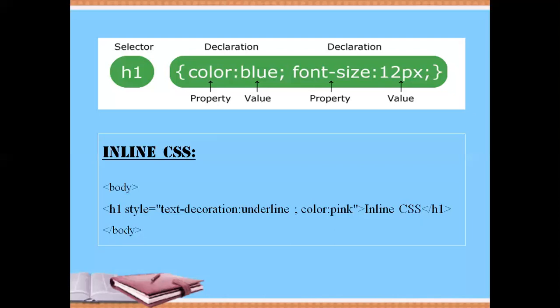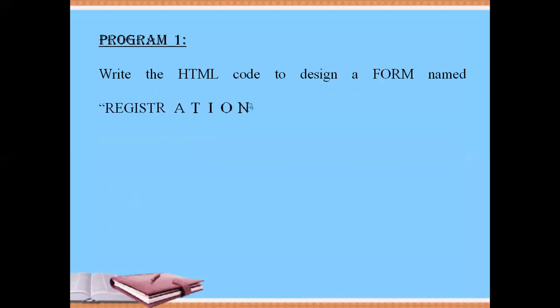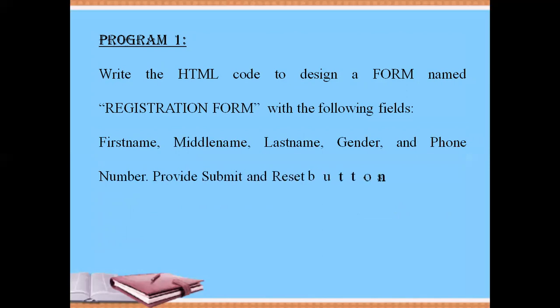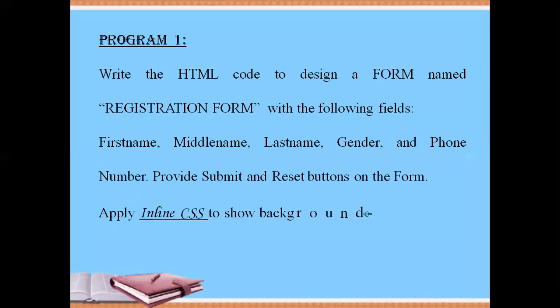So we will start with program solving now. Take the first problem. Write the HTML code to design a form named registration form with the following fields: first name, middle name, last name, gender and phone number. Provide submit and reset buttons on the form. Apply inline CSS to show background color and font color in any of the controls.